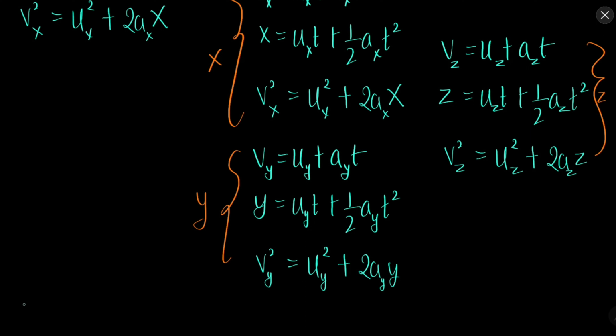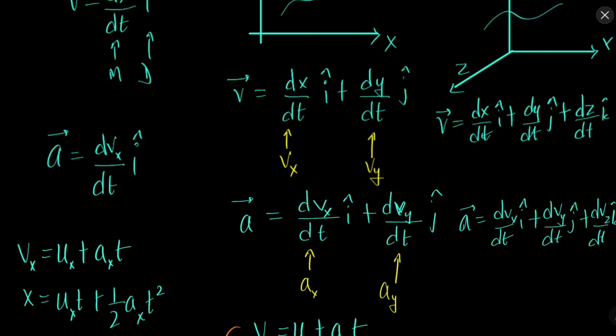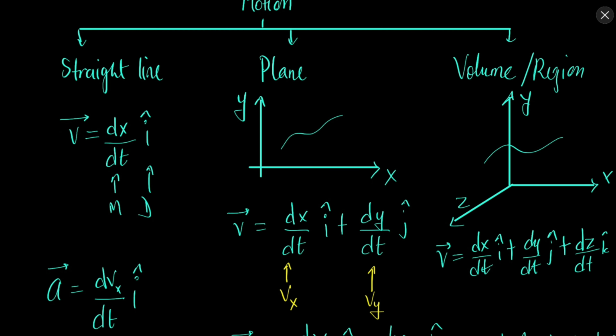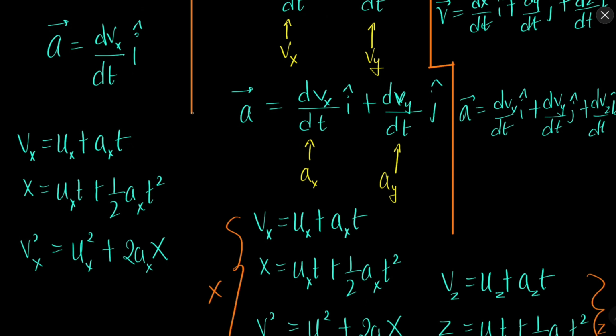So the equations of motion can be written in all the dimensions individually. So do not worry much about the motion in a plane or in a straight line or in 3 dimensions, because you just treat all the dimensions individually. Do not think much about what to do in 3 dimensions or 2 dimensions. Just do what you did in 1 dimension but individually for x, y and z. That's it.